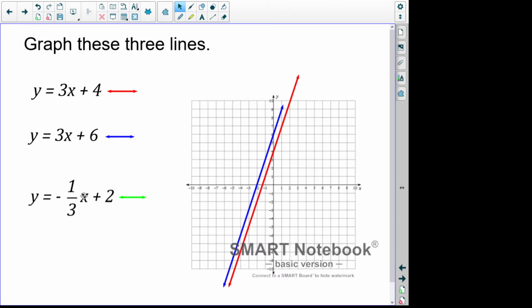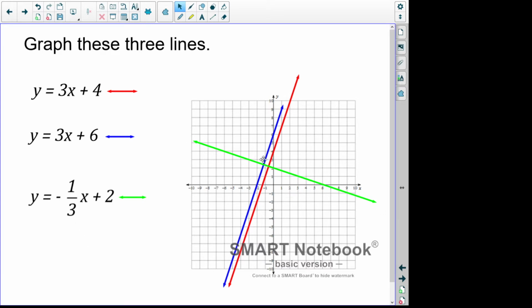Let's look at this equation right here, this last one. So this is y equals negative 1/3 x plus 2. It's going to cross the y-axis at 2, but this one has a negative slope, a slope of negative 1 over 3. So it's going to go down 1 and 3 to the right. So it's going down from left to right.